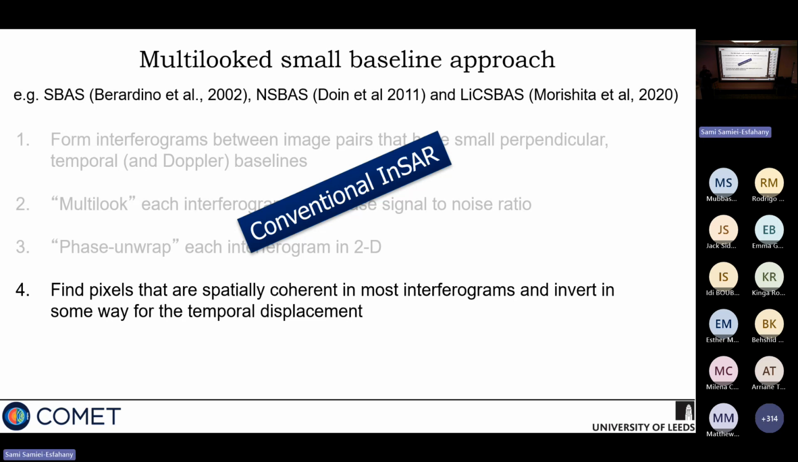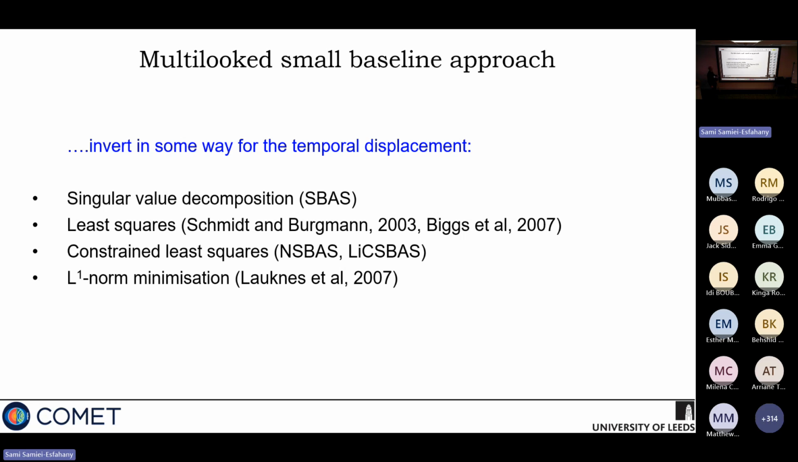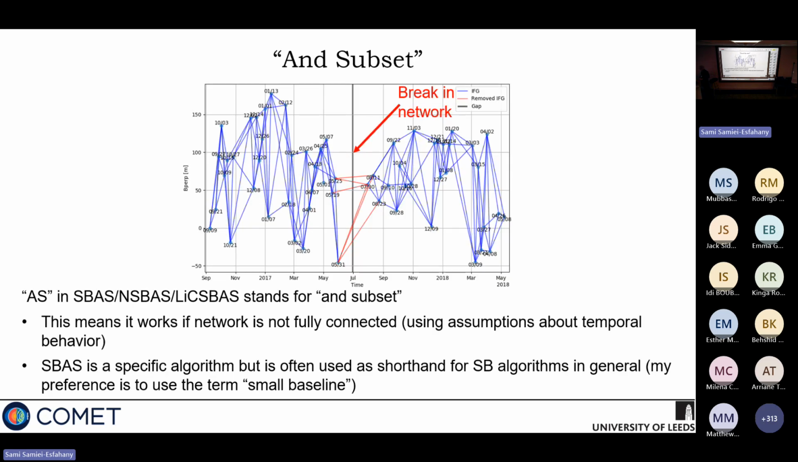And by inversion, what I mean is get this displacement relative to a single epoch, so a single prime. Again. And this can be done in different ways. You can use singular value decomposition. So the original SBAS algorithm that many of you have probably heard of uses that approach. You can use least squares, you can use constrained least squares, you can use one norm as well. And no doubt there are other approaches as well that you can offer. But anyway, you can convert it in some way to get a single time series.